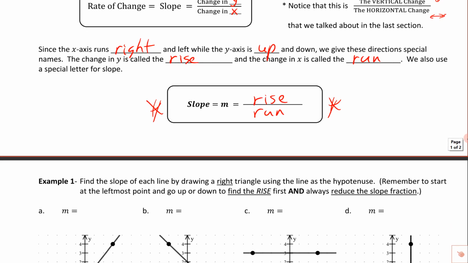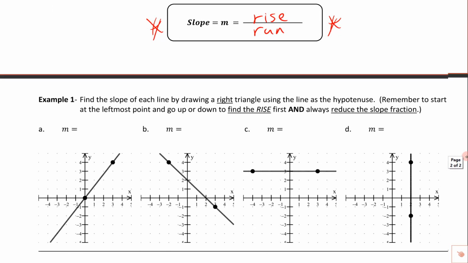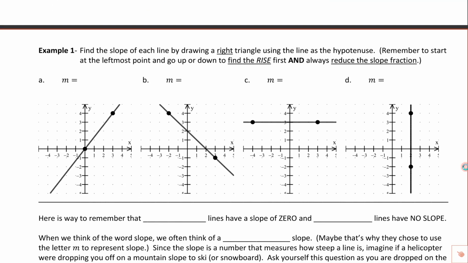So let's flip the page over and take a look at a couple of examples, very similar to ones that you're going to do on your assignment. It says find the slope of each line by drawing a right triangle using the line as a hypotenuse. Remember, we did this before, so hopefully this rings a bell. And it has a little reminder here. It says remember to start at the leftmost point and go up or down first. Find the rise first, and then always make sure that you reduce the slope fraction.